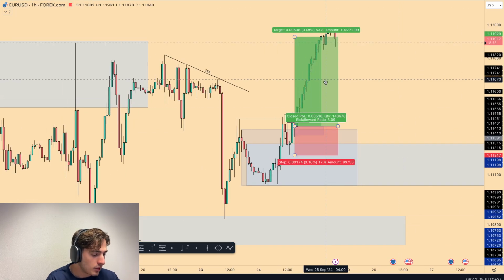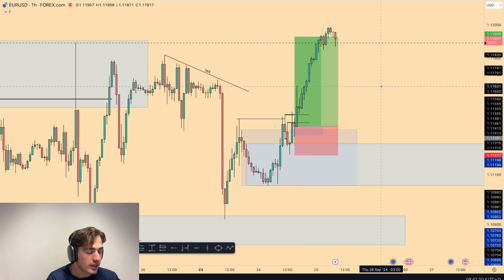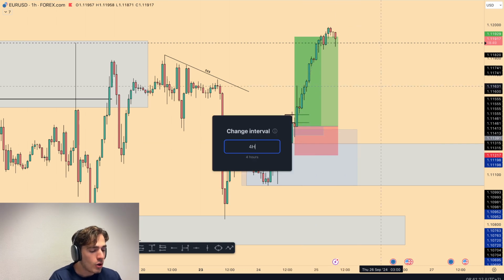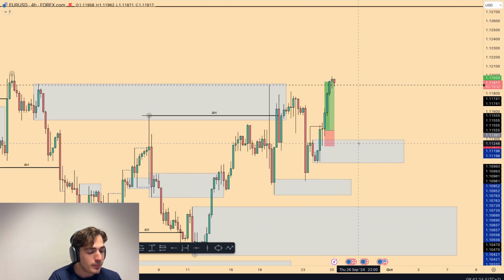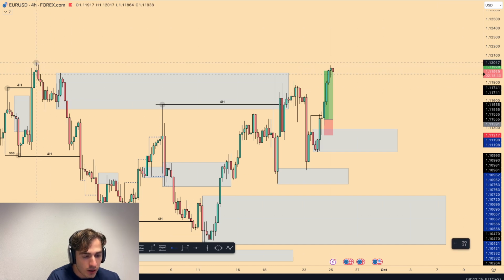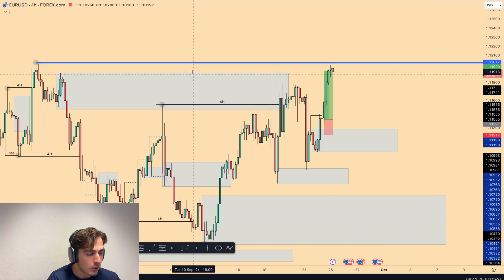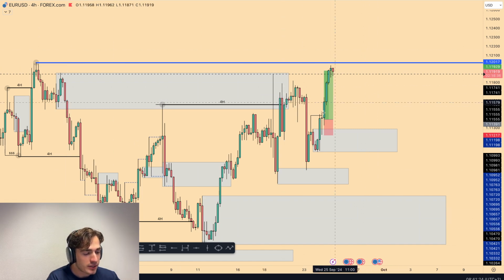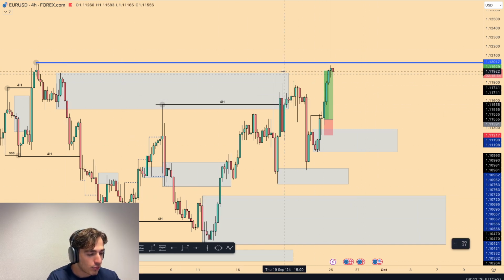So yeah, again, still a 1-to-3 risk to reward. So overall, just an absolute beauty of a trade. So what is next for Euro USD? Well, expecting higher prices, guys. We are still bullish. We still have this overall swing high open over here, this blue line at 1.12017. So expecting that to get taken out, and then potentially a pullback to form very soon.